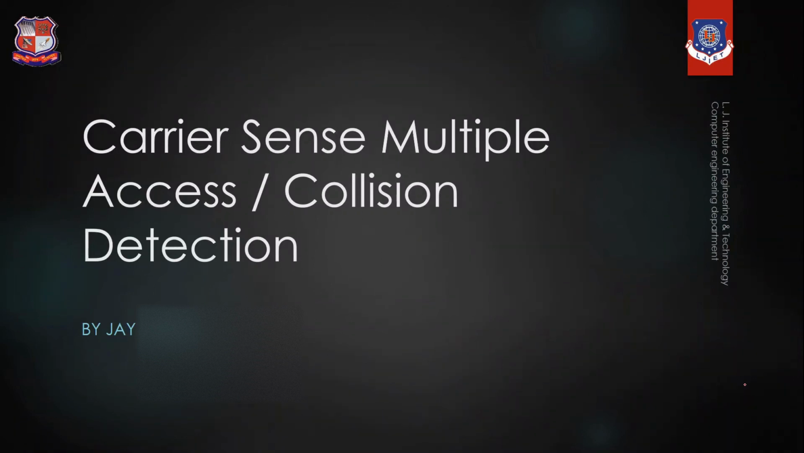Hello everyone. As you know, carrier sense multiple access has two types. The first is carrier sense multiple access collision detection, and the second is carrier sense multiple access collision avoidance. Carrier sense multiple access collision detection is the topic that we are going to discuss in detail.